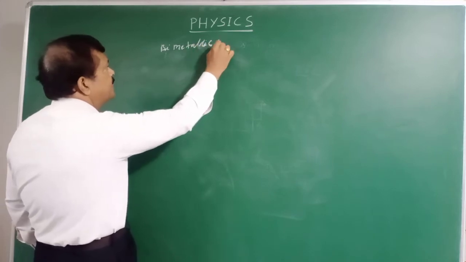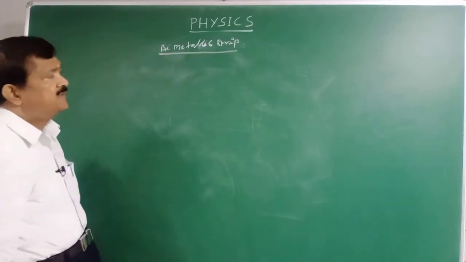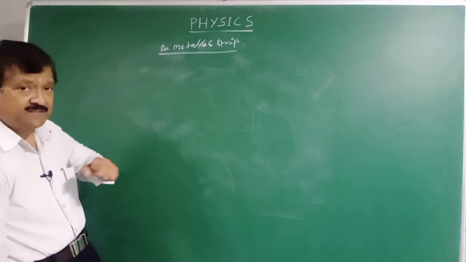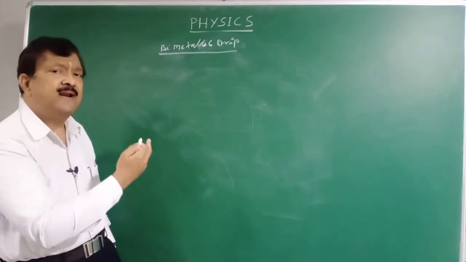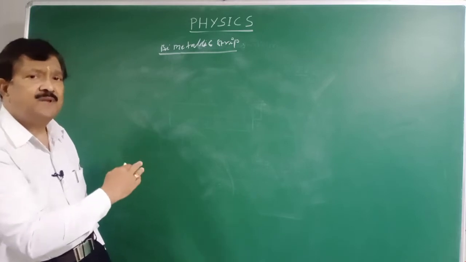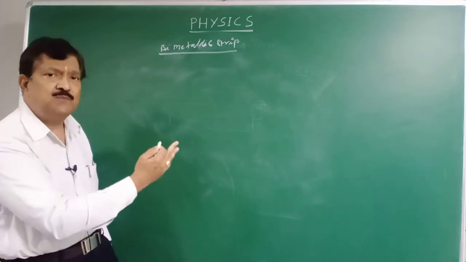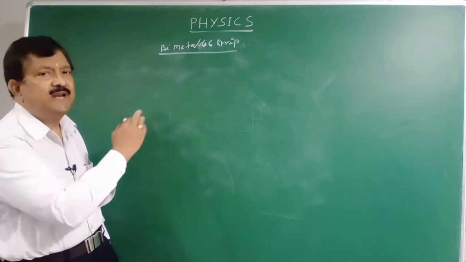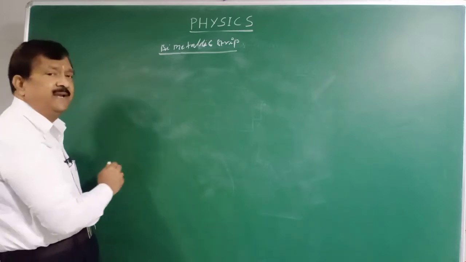Bimetallic strip. This is also an important application of this differential expansion. What is this? As we have discussed now, brass expands more than the iron or steel. Generally, their expansion coefficients will be in the ratio 3:2. Brass and steel, or brass and iron, generally will be in the ratio 3:2. Brass expands more.